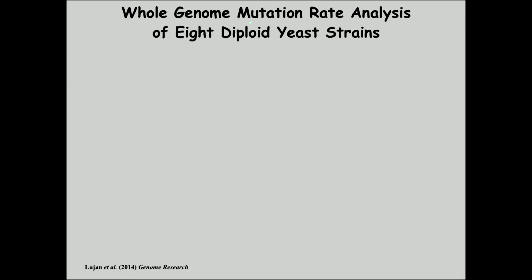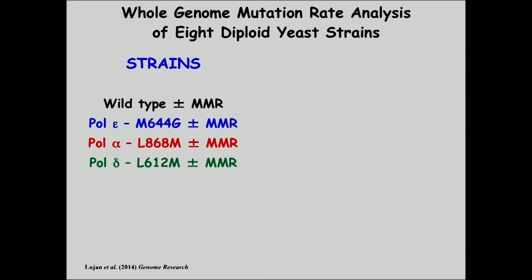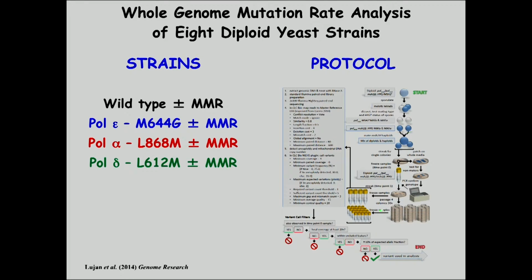We described whole genome mutation rate analysis of 8 diploid yeast strains, and that was published in 2014. And it basically takes advantage of wild-type polymerase, either with or without mismatch repair, or the pol epsilon strains that I've been alluding to that have a methionine to a glycine, a leucine to a methionine, a leucine to methionine, plus or minus mismatch repair. And we designed a whole genome sequencing protocol, being now fans of whole genome sequencing, to ask where mismatches are placed in each of these 8 yeast strains. And the answer is here.